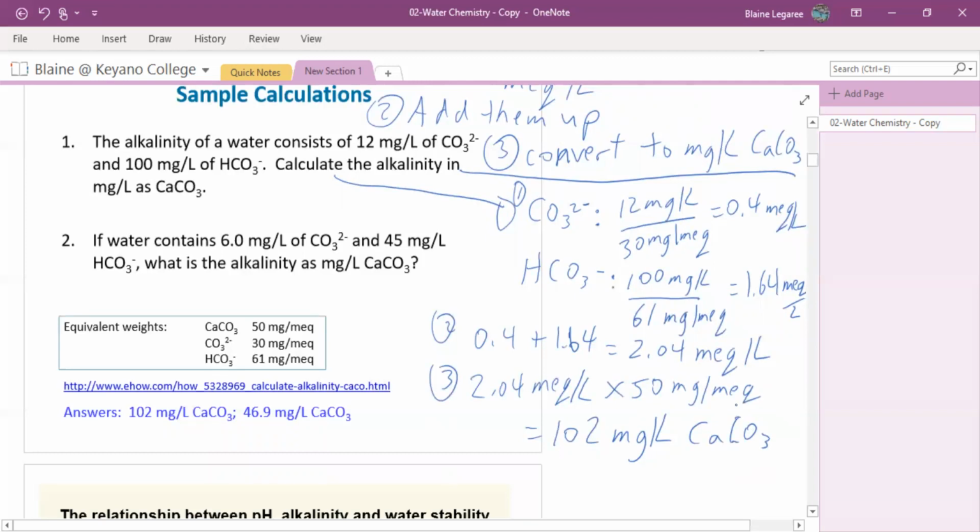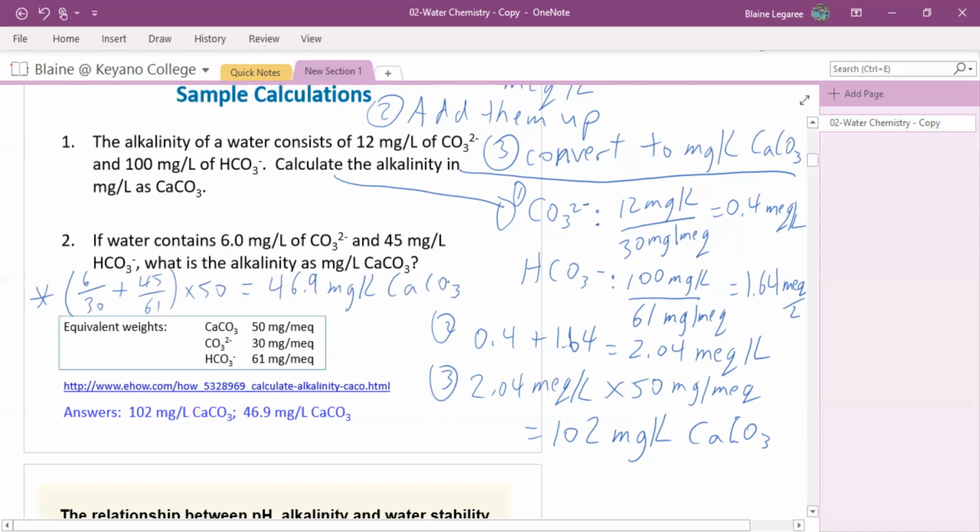Hopefully that's pretty straightforward. I will do number 2 right here, and I'm going to do it all in one step. So, big bracket: carbonate is 6 divided by its equivalent weight, which is 30. We add that to our bicarbonate, which is 45, divided by the equivalent weight, which is 61. Multiply that whole thing by 50. I punch that into my calculator, and I get 46.9 milligrams per liter calcium carbonate.